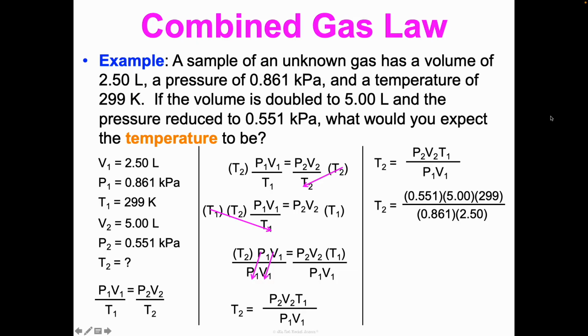Now let's plug in. This part's so easy. You just refer back and you're plugging and chugging. So P2 is 0.551, V2 is 5.00 liters, T1 is 299, divided by your P1, which is 0.861, times V1, which is 2.50. Multiply across the top and the bottom, and then you just divide. 824 divided by 2.15, and we get a temperature of 383 Kelvin.